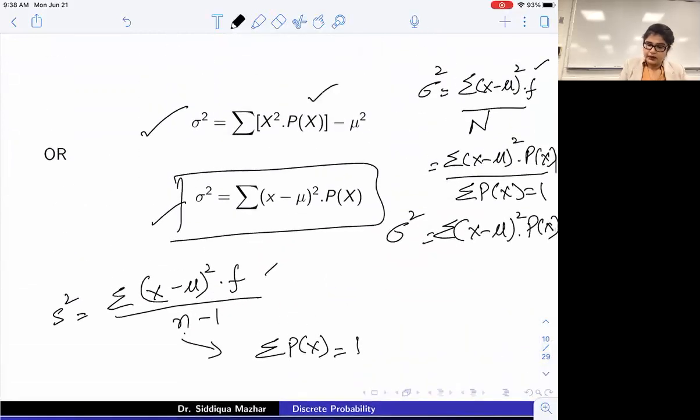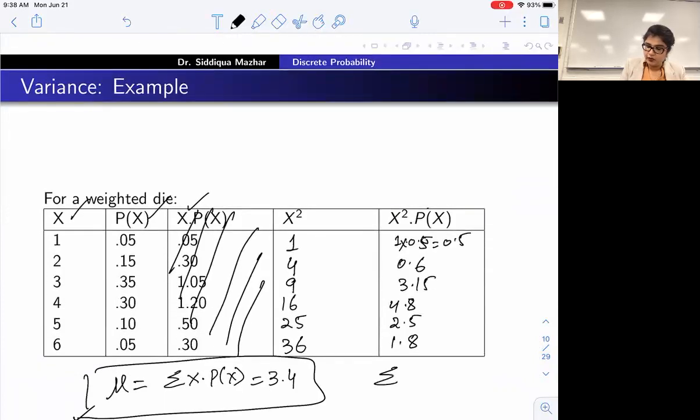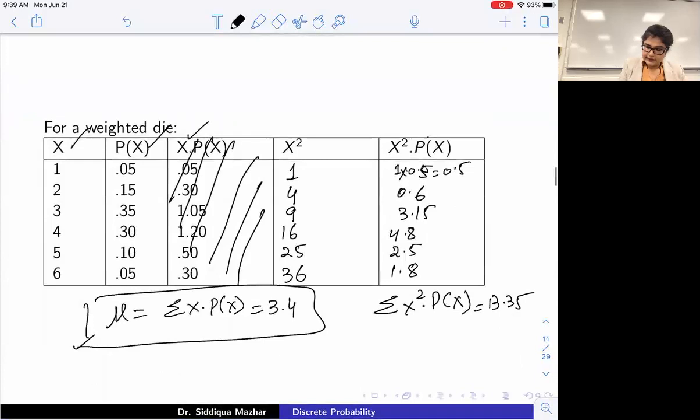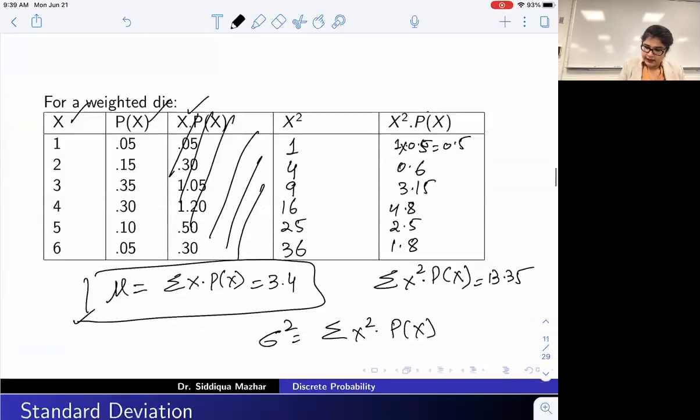So what is the formula for sample variance? This is x square times px. You are taking the sum of all of these values. Now you have to find the sum of x square times px. So what is the value? You have to take the sum: 0.5 plus 0.6 plus 3.15 plus 4.8 plus 2.5 plus 1.8. This is 13.35.